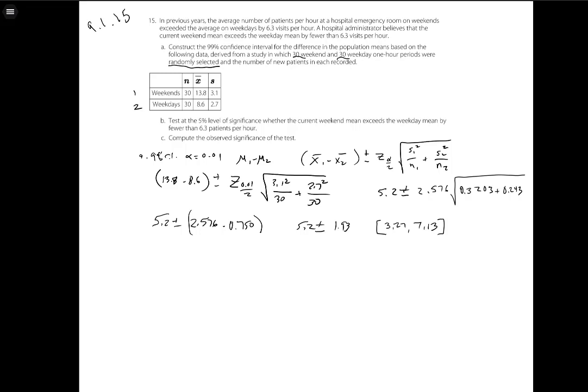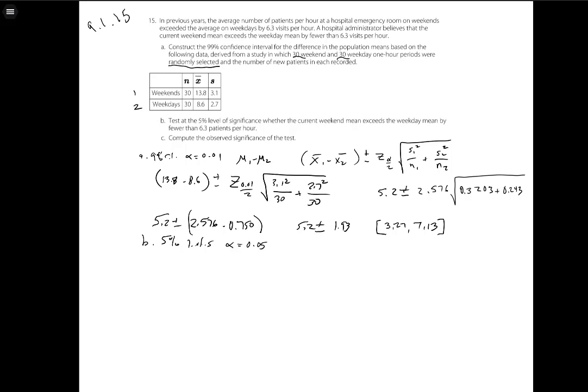All right, so let's go into B. In B, we're going to test the significance at a 5% level of significance. So 5% level of significance means our alpha is going to be equal to 0.05. And so we're looking at whether the current mean exceeds the weekday mean by fewer than 6.3.